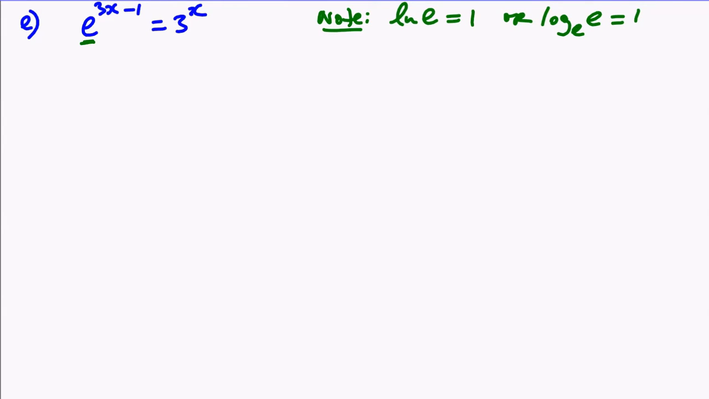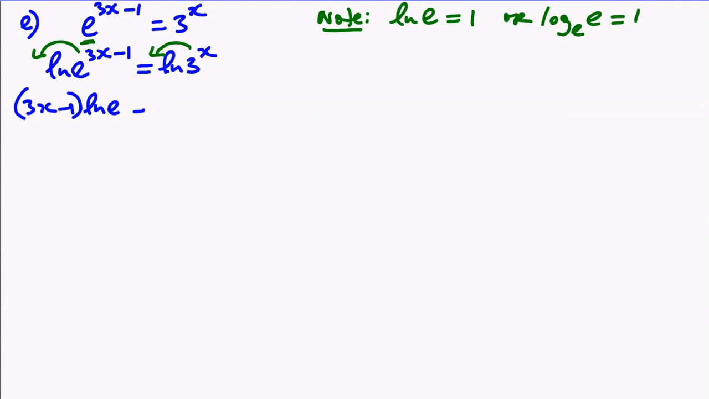So if I take the natural logarithm of both the left hand side and the right hand side, the laws of logarithms are the same for these, whether it's base 10, base a, or base e. So we'll bring this to the left, so 3x minus 1 ln e is equal to x ln 3. This is ln 3. Just write it properly.